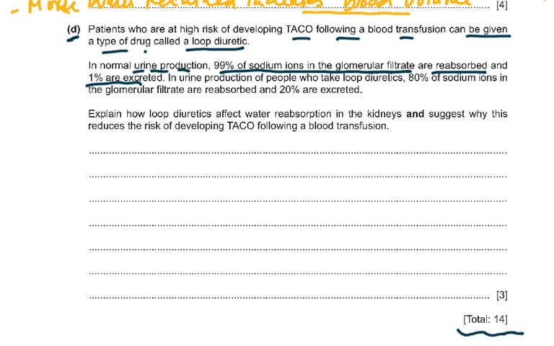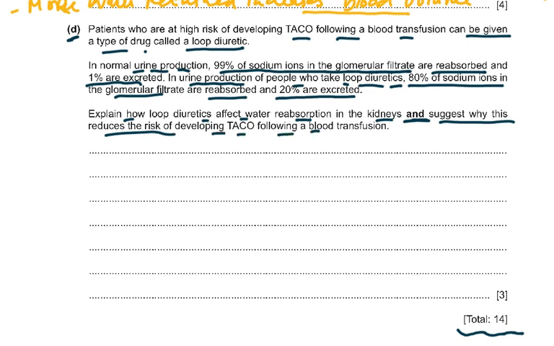In urine production of people who take loop diuretics, 80% of sodium ions in the glomerular filtrate are reabsorbed. Instead of 99%, only 80% are reabsorbed and 20% is lost in the urine. So sodium ions are lost in the urine. Explain how loop diuretics affect water reabsorption in the kidneys and suggest why this reduces the risk of developing TACO following a blood transfusion. So again, you need to understand, you need to be very clear, and then of course you need to answer this question.